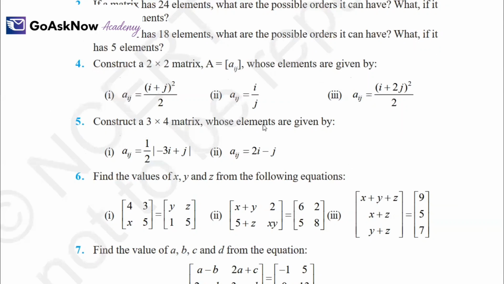So the sixth question is: find the values of x, y, and z from the following equations. Here also equal matrices are there, and you have to just find the values of x, y, z, or these variables. You just have to form the equations and you can solve them. Okay, this is also a very easy question, and I assume that you can solve it by yourself. So I will move further and see the next part.